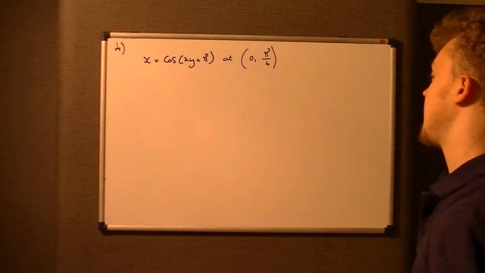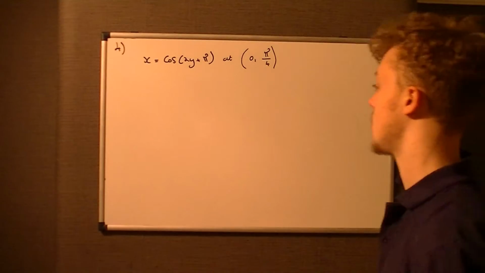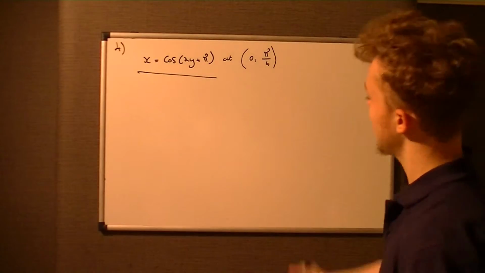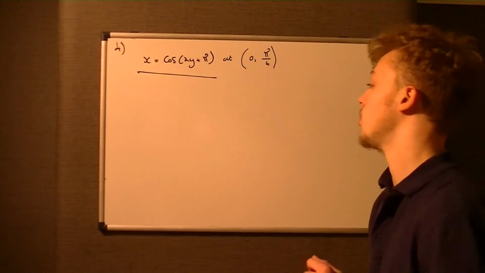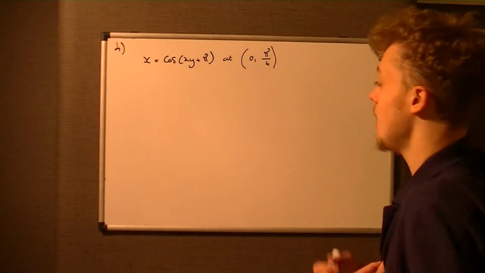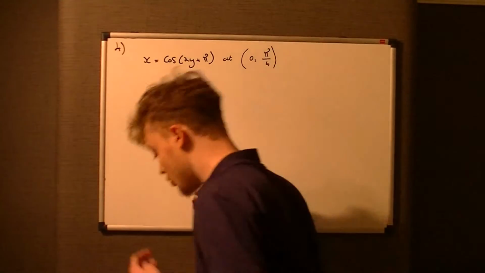So what I have to find here is the equation of the tangent of this curve, x equals cos of 2y plus pi, at x equals 0 and y equals pi on 4, or the coordinates 0, pi on 4. Okay, so the first thing we need to do is find the gradient.